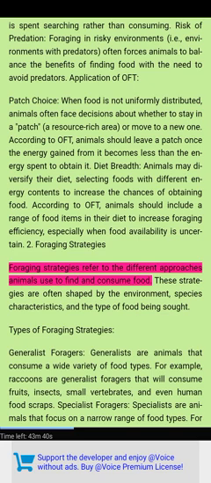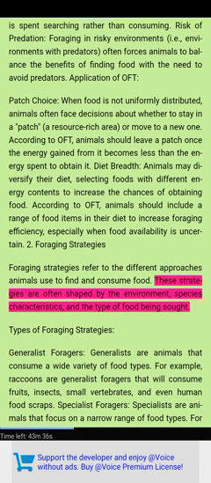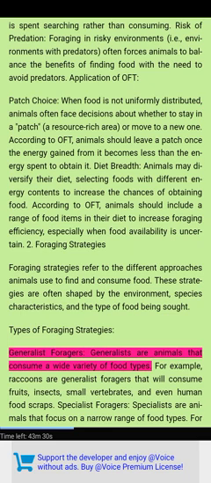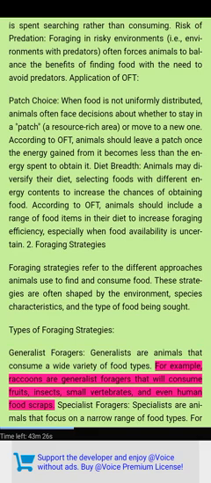2. Foraging strategies. Foraging strategies refer to the different approaches animals use to find and consume food. These strategies are often shaped by the environment, species characteristics, and the type of food being sought. Types of foraging strategies. Generalist foragers. Generalists are animals that consume a wide variety of food types. For example, raccoons are generalist foragers that will consume fruits, insects, small vertebrates, and even human food scraps.